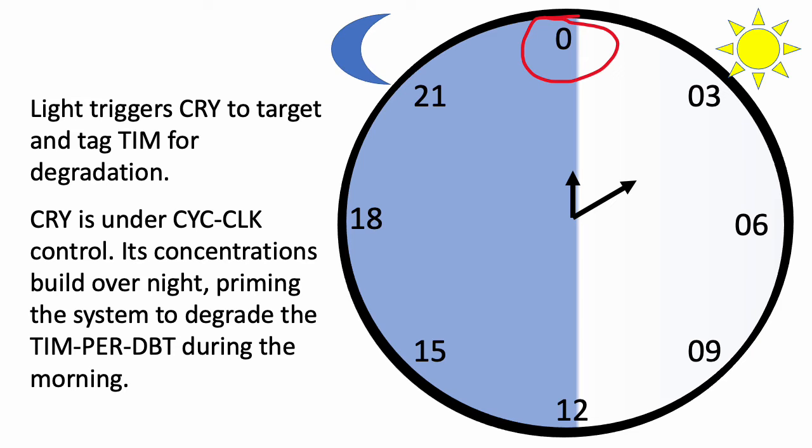Now we've reached dawn, right at the transition between the dark period and light period. And what we see here is that light triggers cryptochrome. It targets TIM and tags it for degradation. Cryptochrome is under the CLOCK-CYCLE E-box transcription control, and its concentrations build up overnight, and that primes this whole system to help quickly degrade timeless, and thus the whole TIM-PER-double-time complex during the morning.